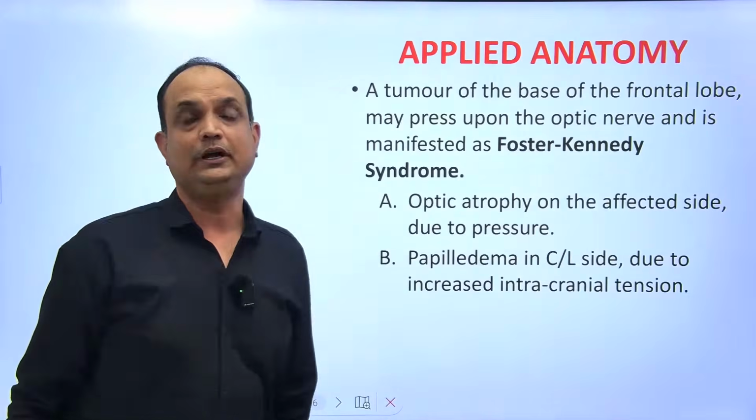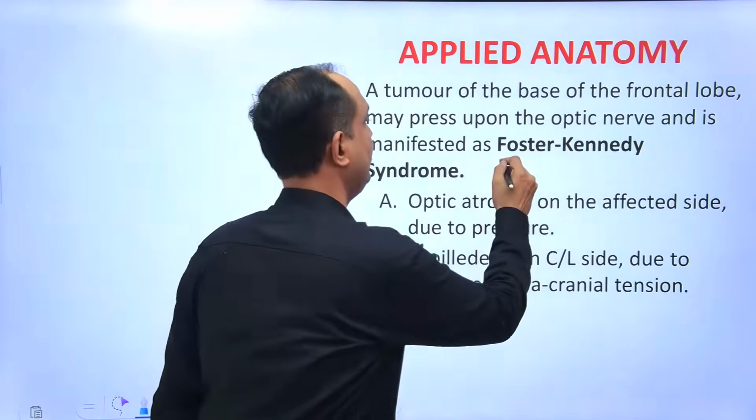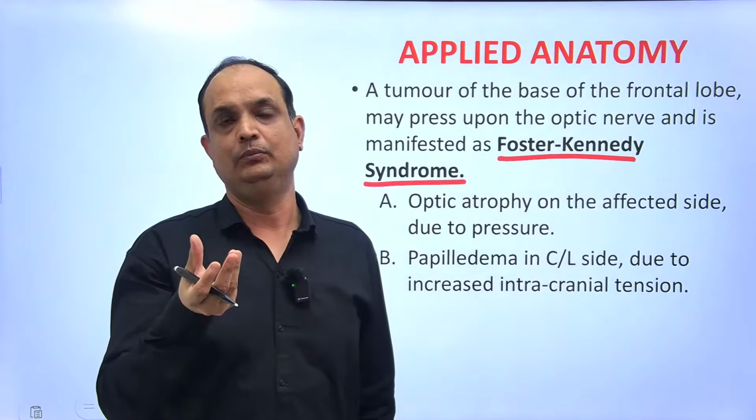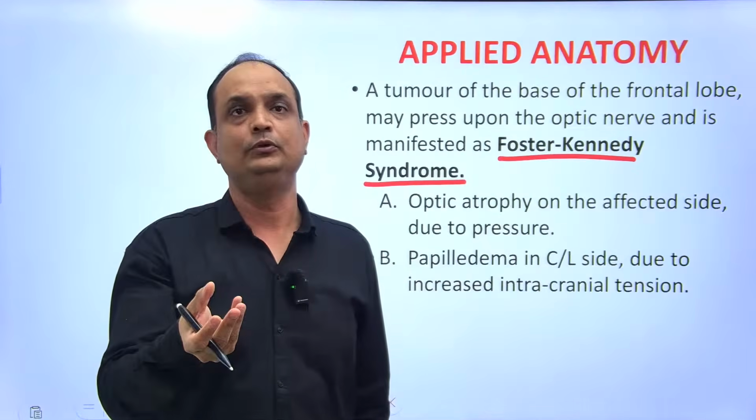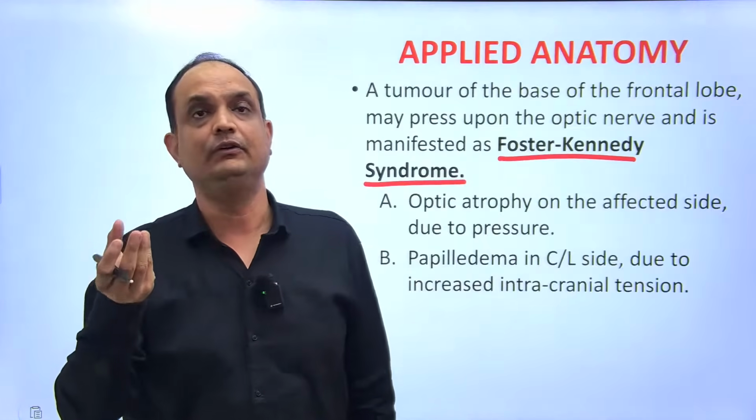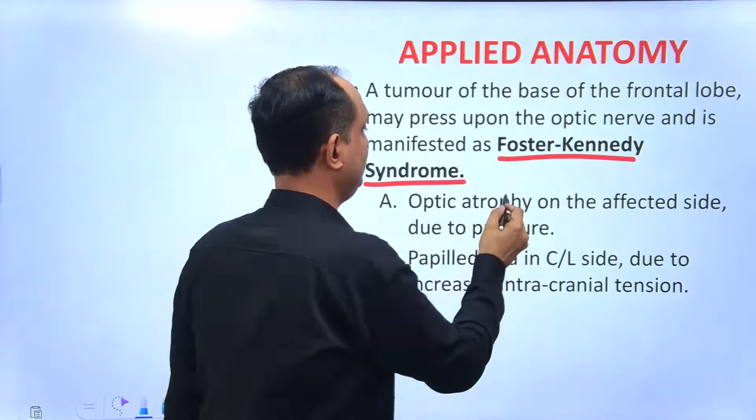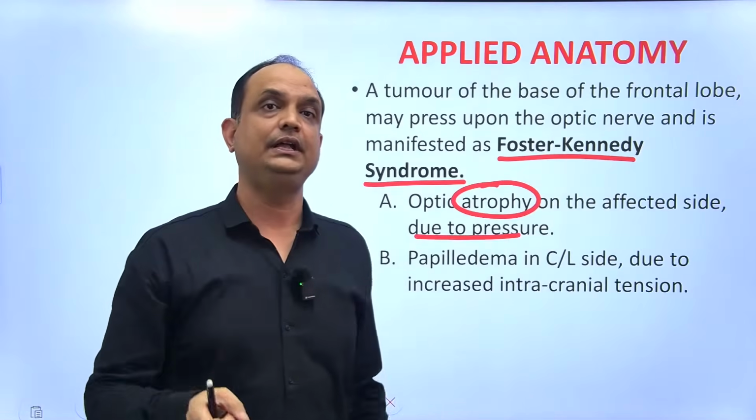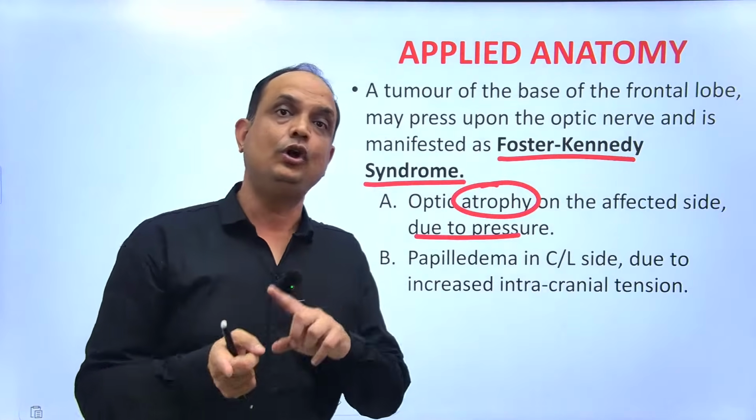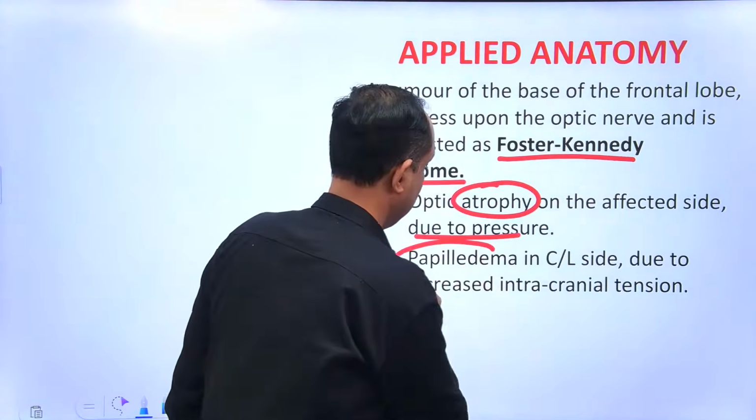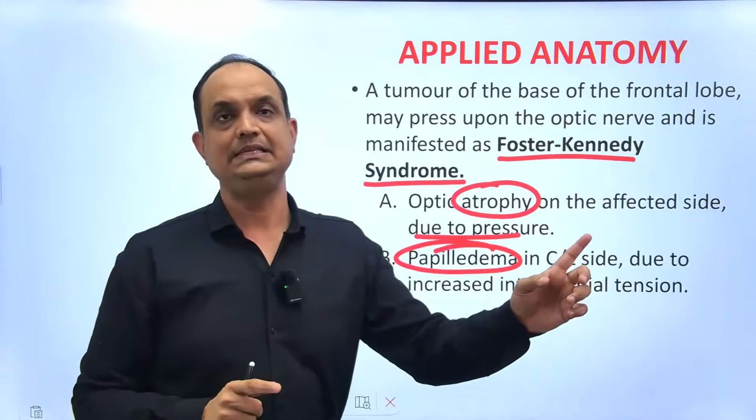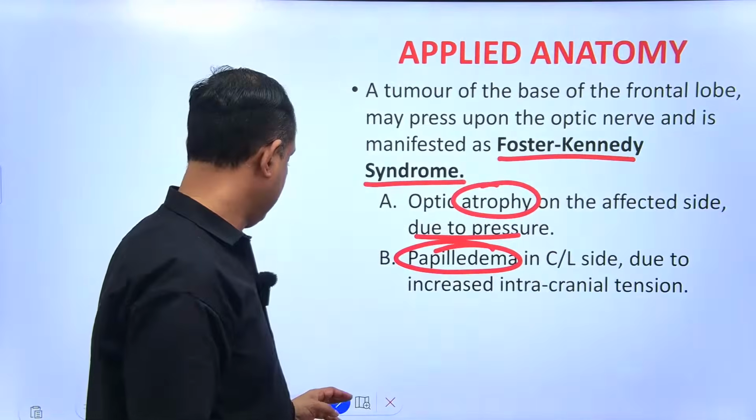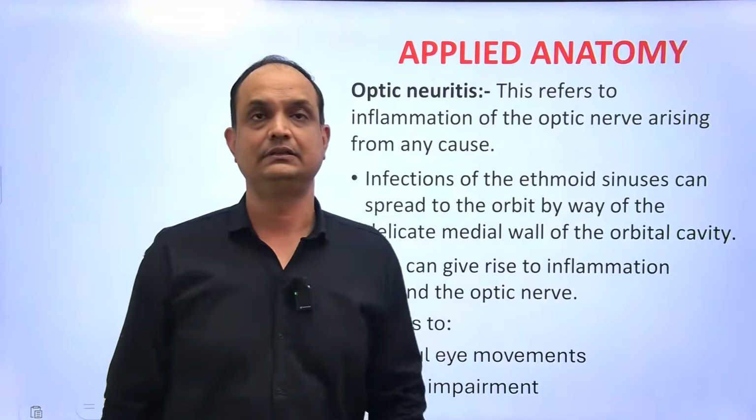Now there is one more important thing, known as Foster-Kennedy syndrome. This syndrome occurs when there is a tumor in the lower part of the frontal lobe. This tumor compresses the optic nerve of one side. So optic atrophy occurs on the same side, and because the intracranial tension becomes high, contralateral papilloedema is there. So papilloedema in the contralateral eye is seen, and same side optic nerve atrophy is seen. Now we move to the last slide of this class.